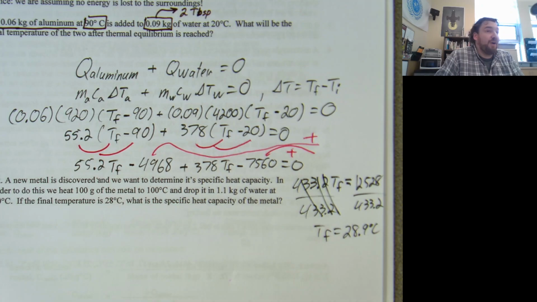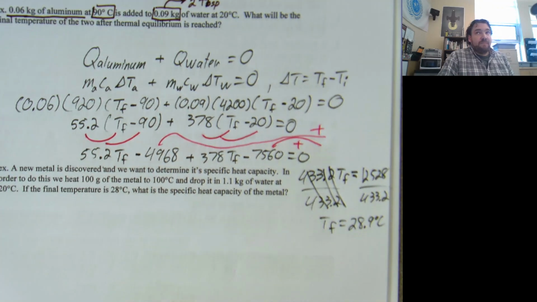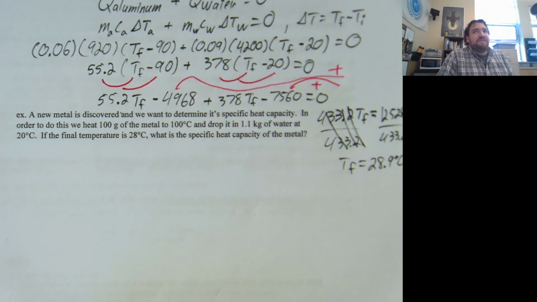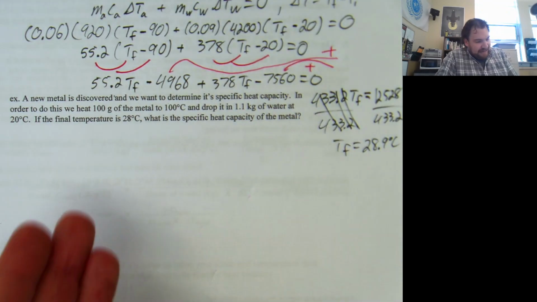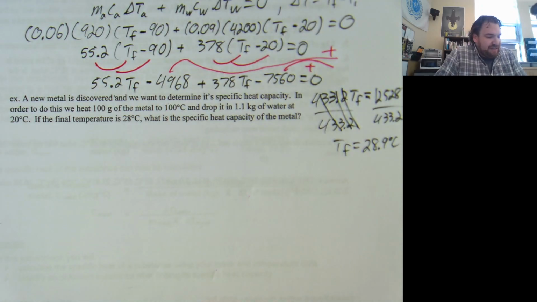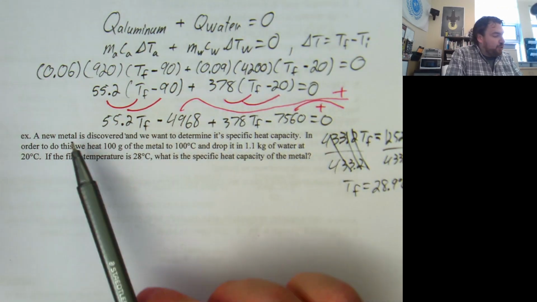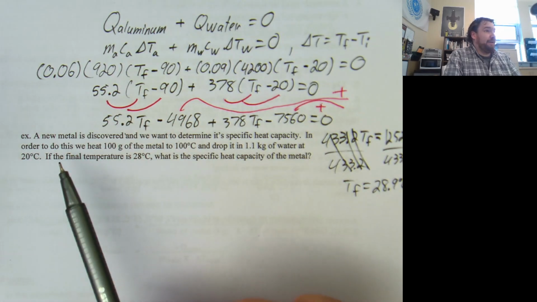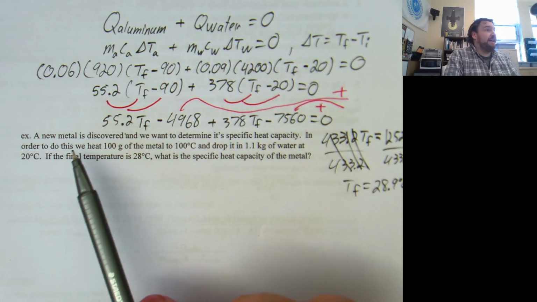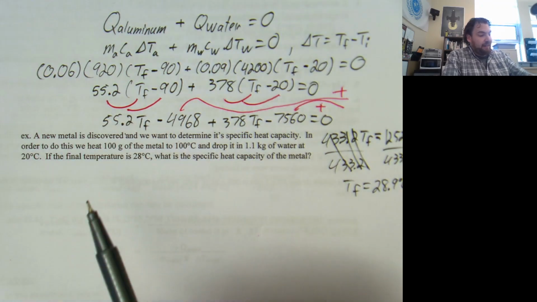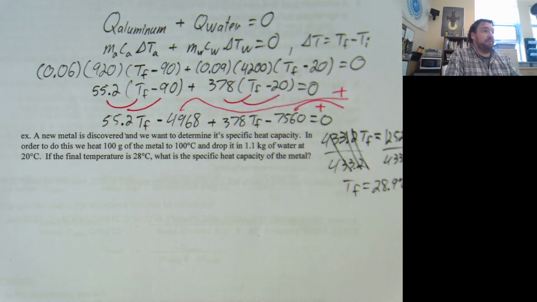Okay, I've got one more question for you, and that'll be it for me for Physics 11. Another application of this is this kind of question. A new metal is discovered and we want to determine its specific heat capacity. Or if we actually had time to do this last lab, another way to say this is you don't have a new metal, you have an existing metal. You don't know what it is, you want to find it. I hand you a metal, I say, okay, what is this metal?